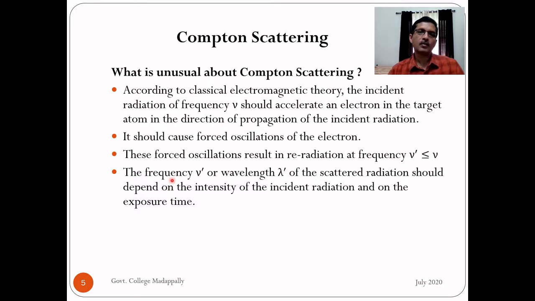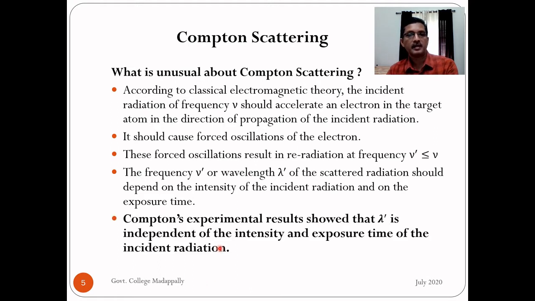So we can see that according to classical electromagnetic theory, the scattered frequency can be less than or equal to the incident frequency. So that part is fine. That means the scattered wavelength can be greater than the incident wavelength. But the important point is that this frequency or wavelength of the scattered radiation should depend on the intensity of the incident radiation as well as on the exposure time, how much time we are exposing the target to the incident radiation. Now what is the experimental finding?